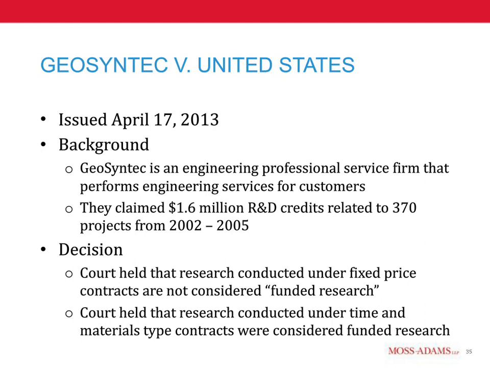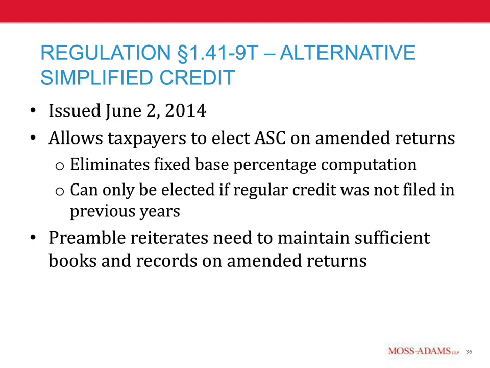Okay, and then here's another regulation that came out recently regarding the alternative simplified credit. I think Tom mentioned the alternative simplified credit earlier. Before this regulation came out, you could not claim the ASC on an amended return. So this changes that. Taxpayers can now go back if they've never claimed the credit and claim the ASC on their amended returns. Now, the one catch here is that if you've already claimed the regular method, you can't go back and change it to the ASC. They want to prevent IRS audits on 2 different credits during the same year.